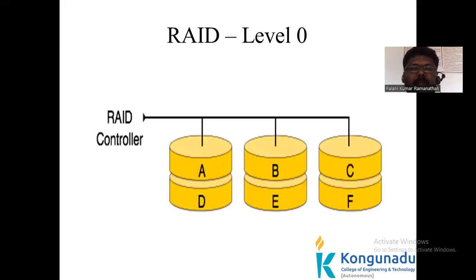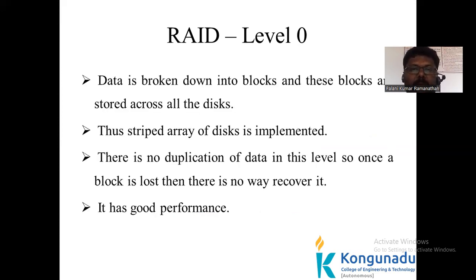Here is the first level of RAID. You can see A, B, C, D, E, F. These are six different disks connected in a striped array. A striped array is an independent arrangement of a disk with other disks. A is an independent disk, B is an independent disk, C is an independent disk, D is an independent disk, and like that we arrange the disks in the striped array format. Here we are not maintaining any data redundancy. So this is the arrangement of level 0.